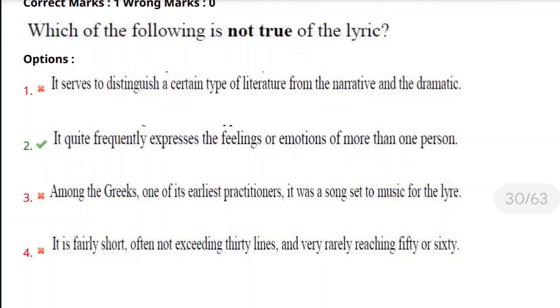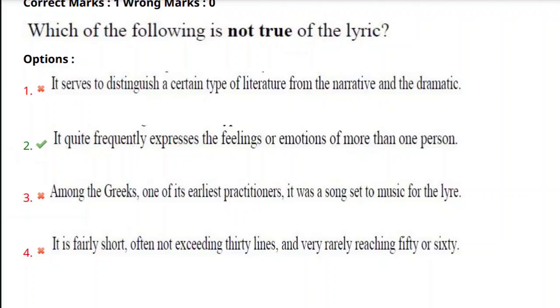Which of the following is not true of the lyric? The options are: it served to distinguish a certain type of literature from the narrative and the dramatic; and it quite frequently expresses the feelings or emotions of more than one person. This is incorrect because a lyric is the expression of the feelings or emotions of a single person, a single poet, a single lyricist. So the second option is not true of the lyric, so it is the correct answer.